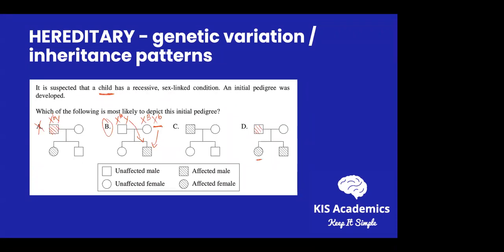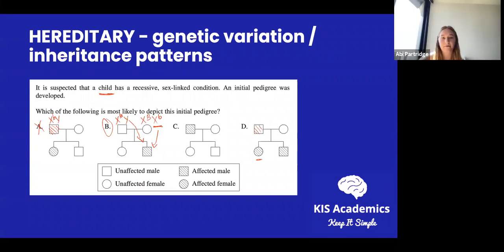Yeah. So Abby, just clarifying, this is from the first module? Yeah, this is all module 5, which is heredity.